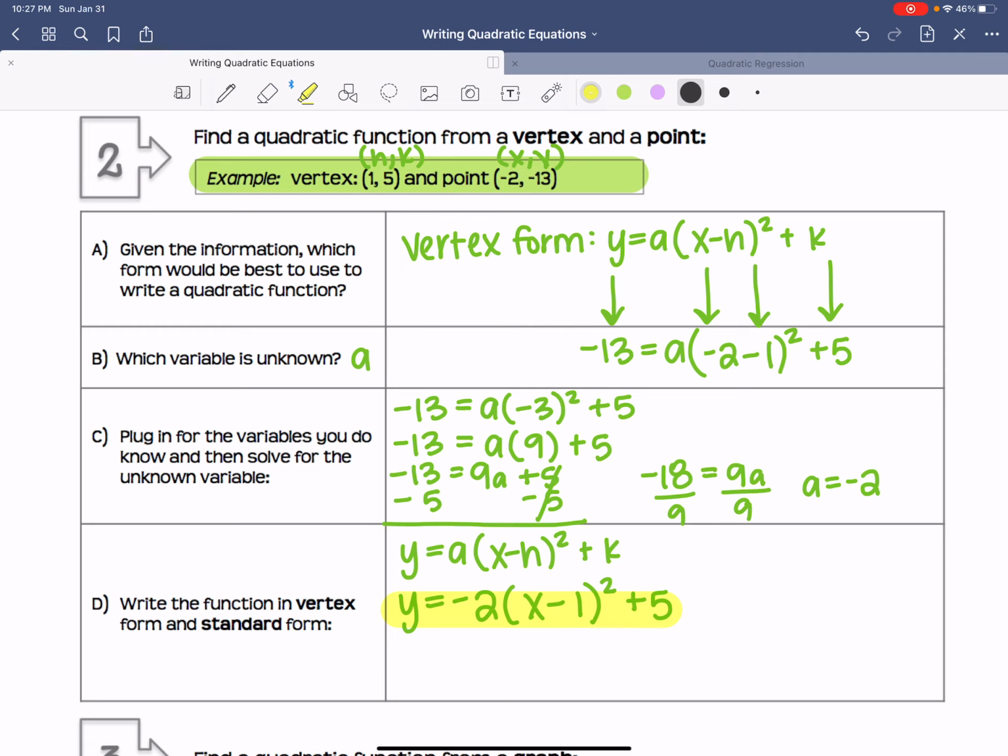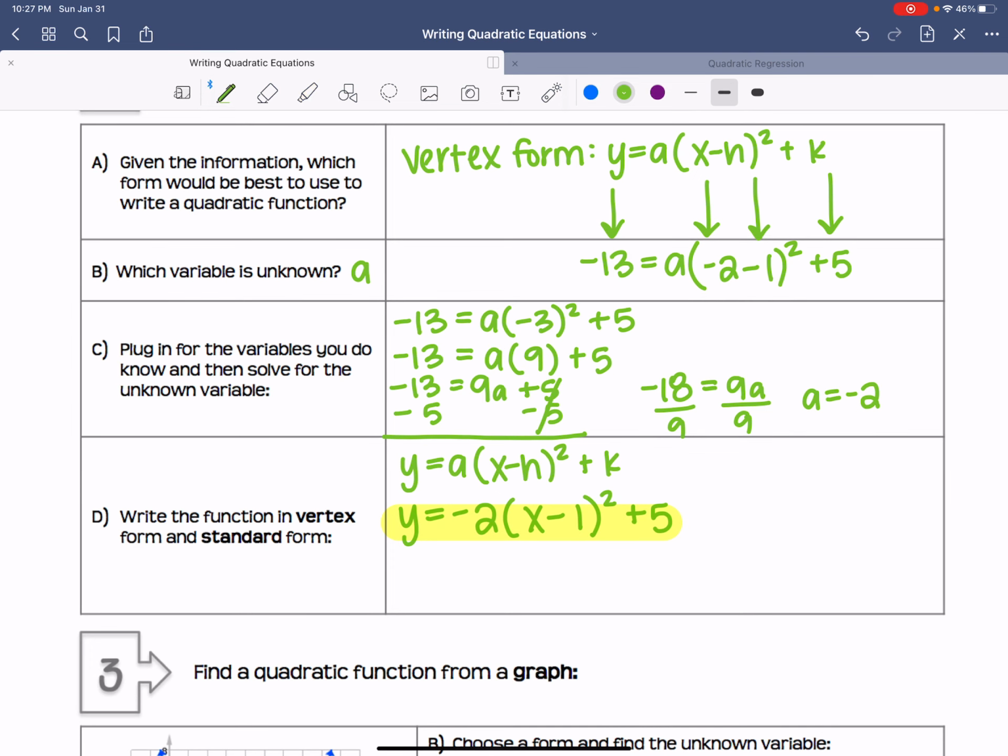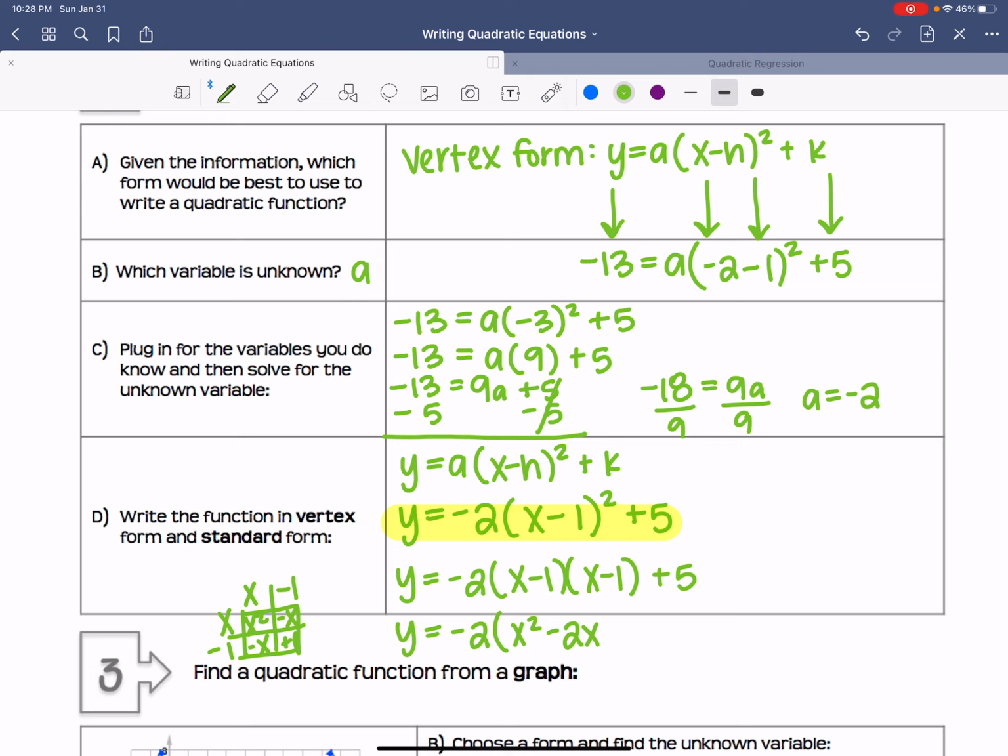Now we want to write it in standard form. Now this is the same process that we just did. It's just a matter of expanding this out and doing that multiplication. So if I were to expand this, that would be y equals negative 2. And remember, when you have something squared, that's just that thing times itself. So I've just expanded the x minus 1 squared. And now we're just going to keep on simplifying. So negative 2. Now I've got to box this out, so I'm going to do that right over here, just out of the way. x minus 1 and x minus 1. So that's x squared minus x minus x plus 1, which gives me x squared minus 2x plus 1. And then plus 5 on the end.